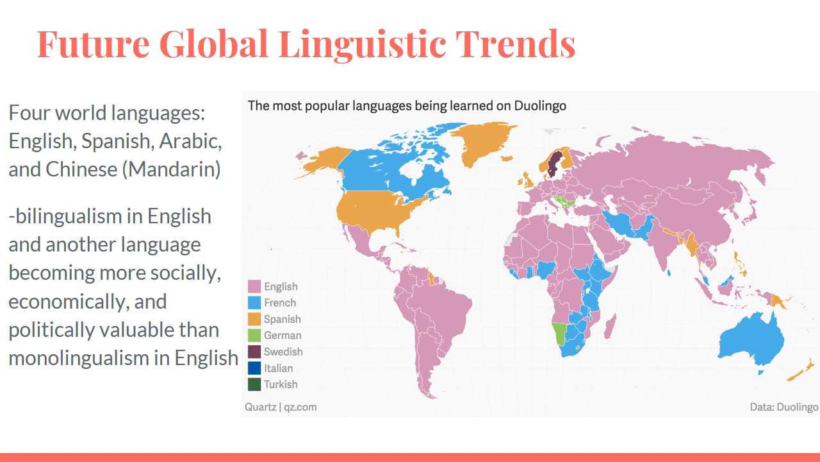The last slide that we'll talk about is future global linguistic trends. Baker concludes the chapter by explaining that there's probably going to be 4 world languages or 4 global languages. It'll be English, Spanish, Arabic, and Chinese Mandarin. And so Baker explains, or has already explained, why English is a global language.